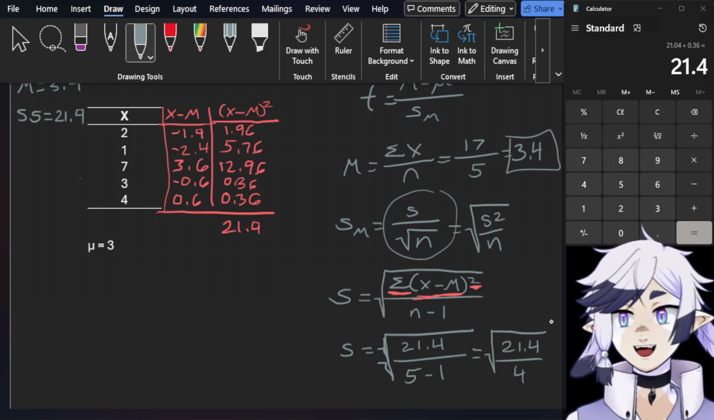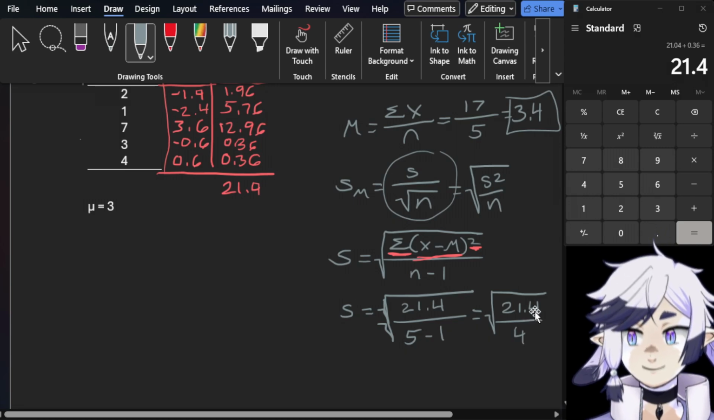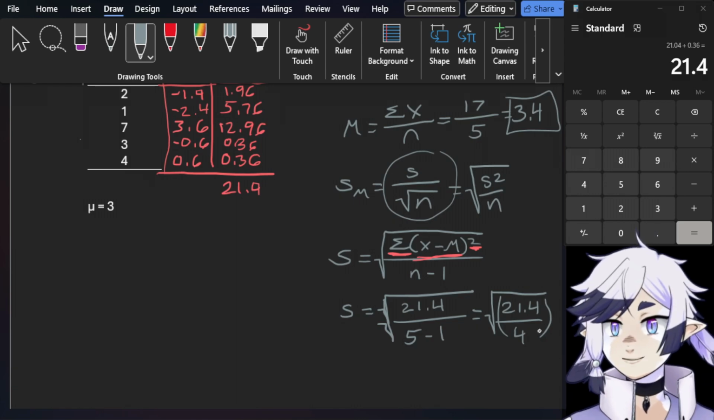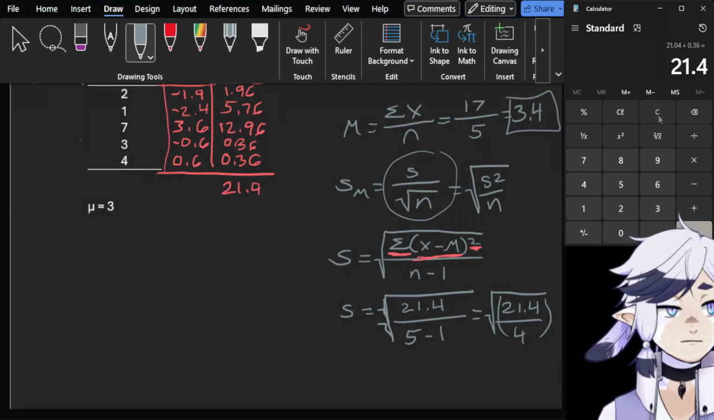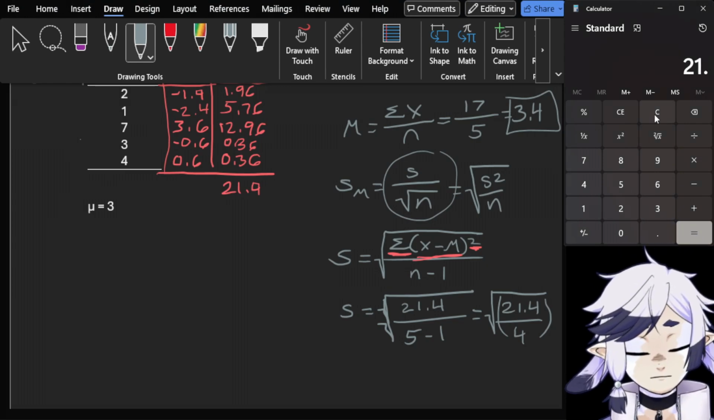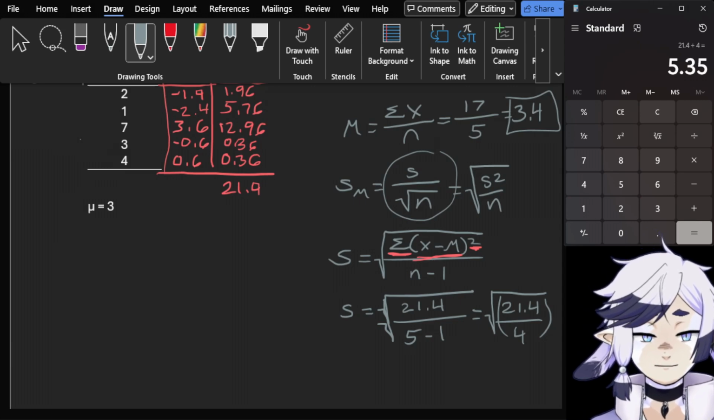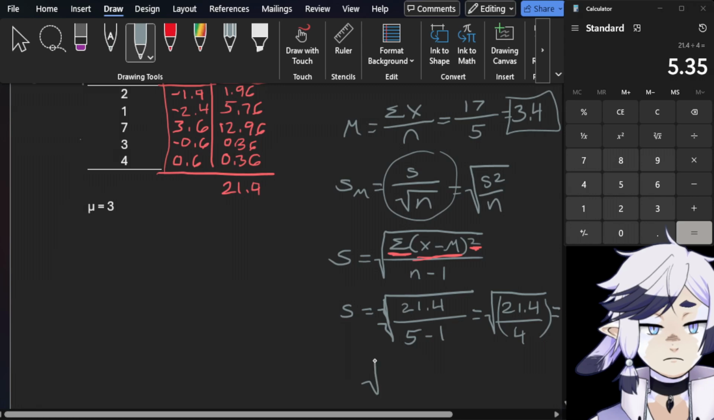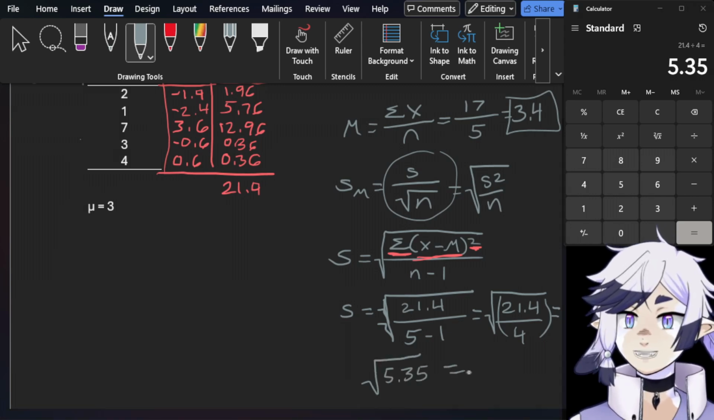Now, the first thing that we're going to do is divide, because essentially we can treat this as if these are in parentheses within the square root. So we've got to do this first, then we can square root. So that's going to be 21.4 divided by 4, and that is going to get us the square root of 5.35. And now we can take that square root.